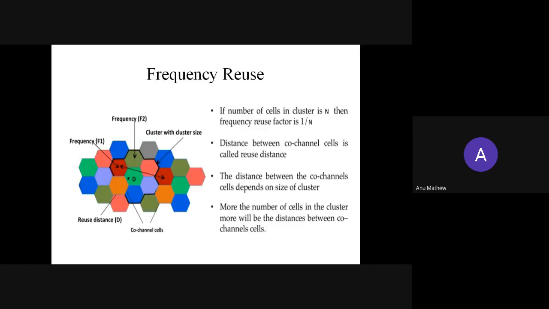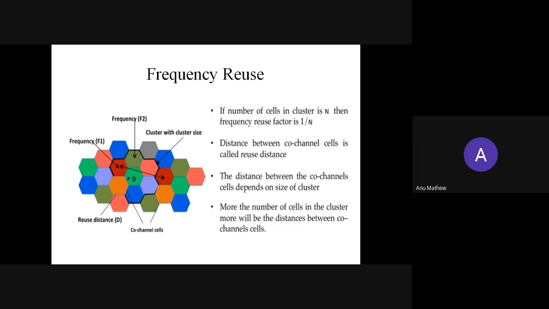We already told these things. If the number of cells in a cluster is N, then the frequency reuse factor is 1 by N. And the distance between cochannel cells is also known as reuse distance, since we are reusing the same frequency there also. Then the distance between the cochannel cells depends on the size of the cluster.